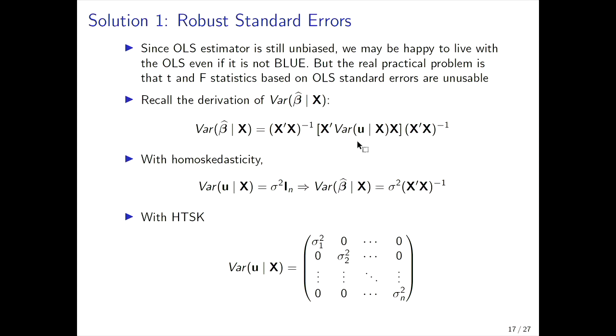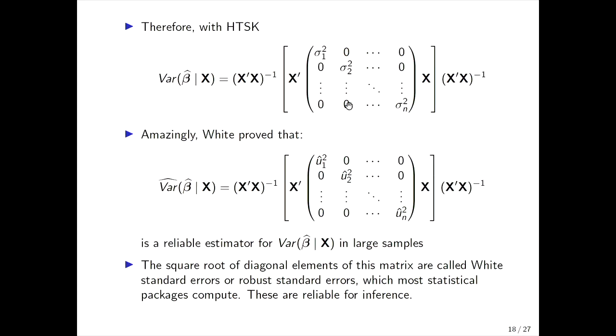When I have heteroskedasticity, I can't sub in sigma squared times an identity matrix for Var(u). Instead, for Var(u), we have to plug in this n by n matrix here. So in this formula for Var(u), I sub in this matrix, and that gets me to here.